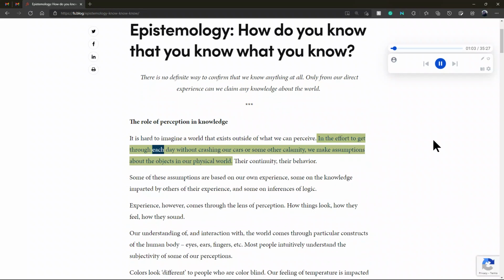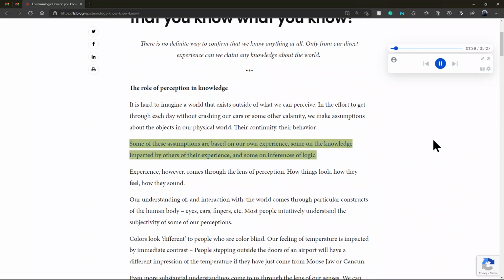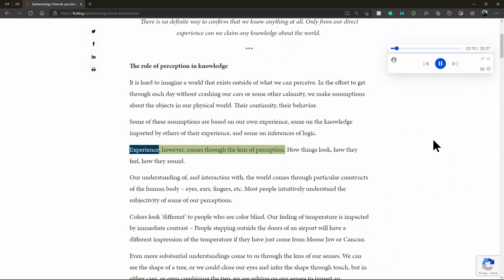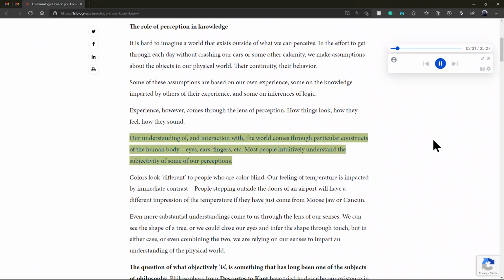In the effort to get through each day without crashing our cars or some other calamity, we make assumptions about the objects in our physical world. Their continuity, their behavior. Some of these assumptions are based on our own experience, some on the knowledge imparted by others of their experience, and some on inferences of logic. Experience, however, comes through the lens of perception. How things look, how they feel, how they sound. Our understanding of, and interaction with, the world comes through particular constructs of the human body, eyes, ears, fingers, etc.